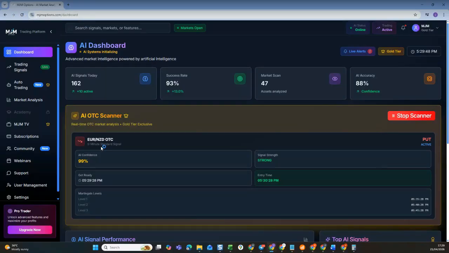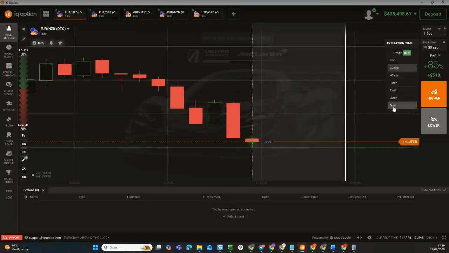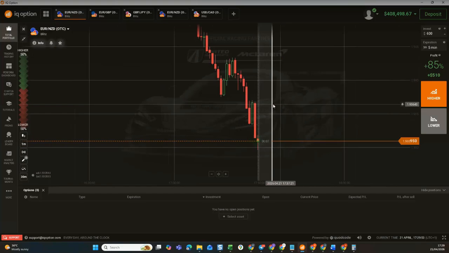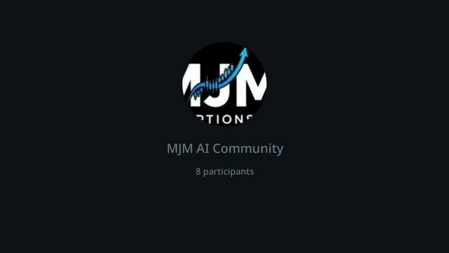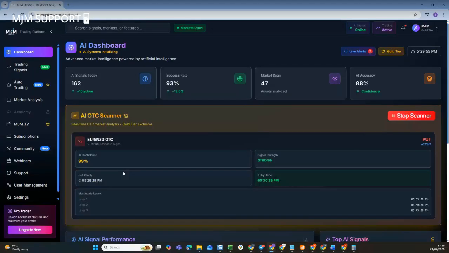5 minute standard signal simply means you're trading for 5 minutes. I see what you guys are doing. 5 minute standard signal means you're trading for 5 minutes. Then the next thing is the direction is put. Put means sell. Call means buy. So put means you're selling.